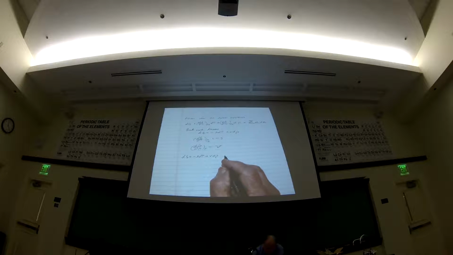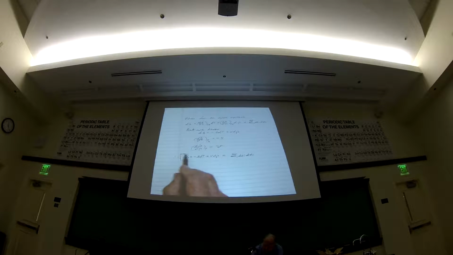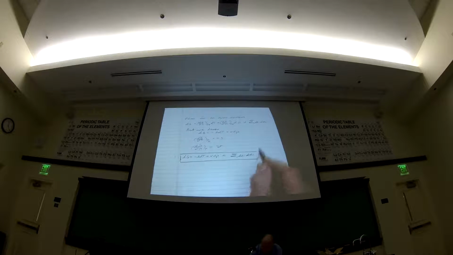And then we add to that plus the summation of μ_i dn_i. Now this is still the equation that works for closed systems because the dn_i's are all zero in closed systems, so these terms all drop out. But this is a more general result for open and closed systems. And it is sufficiently important that I always show my ink and draw a box.